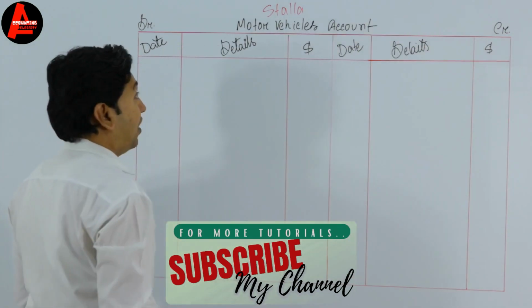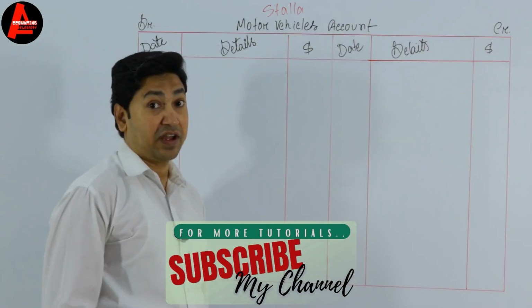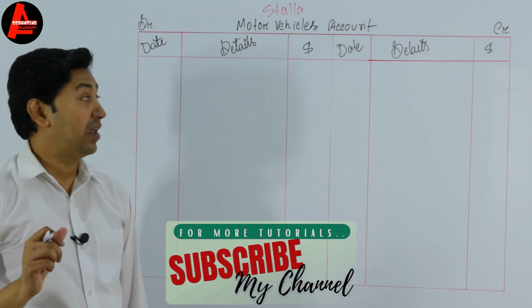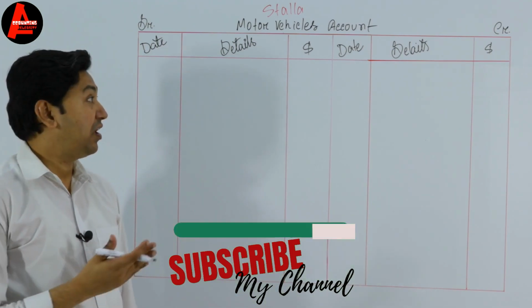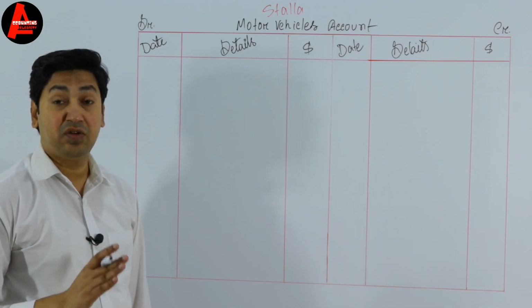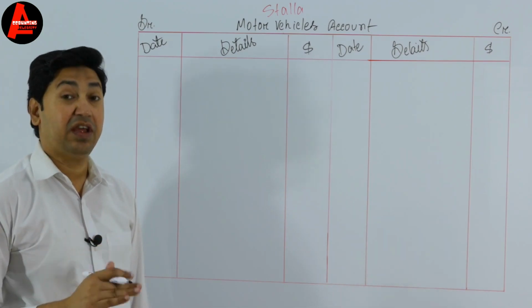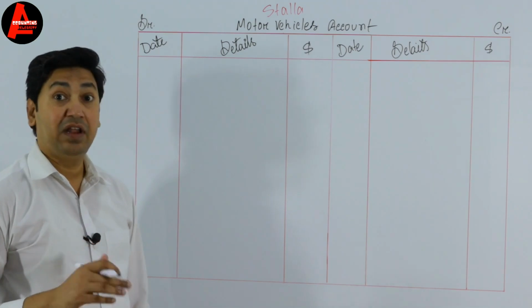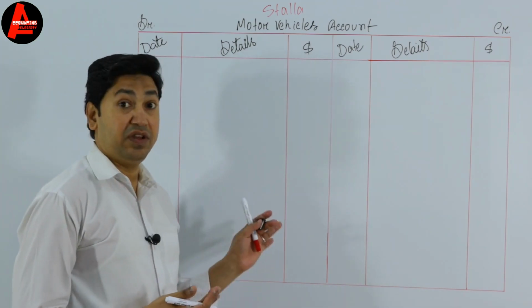Okay, great. Now here it is a motor vehicle account. That means only motor vehicle related amounts will appear here, okay? This account does not include any depreciation. So only motor vehicle sales or purchases will appear, okay?